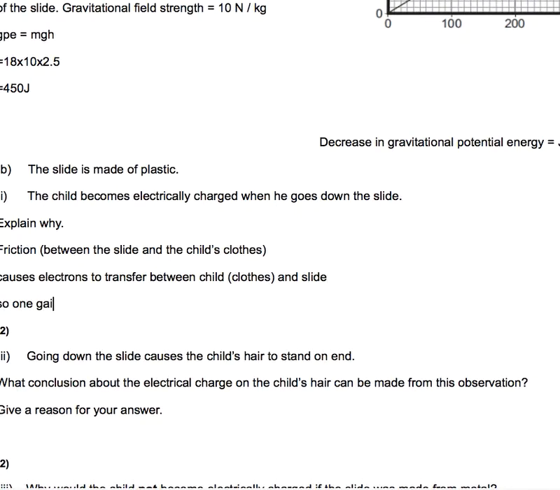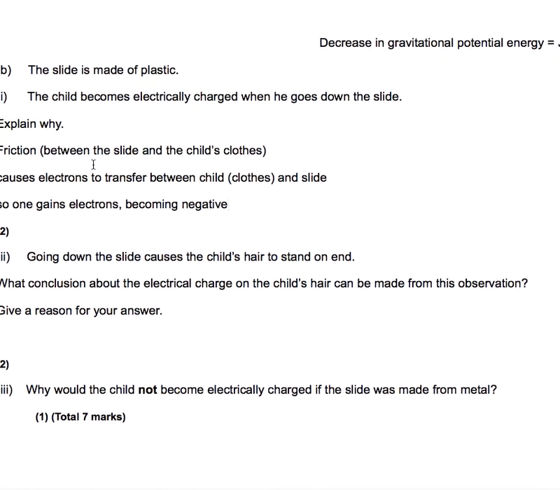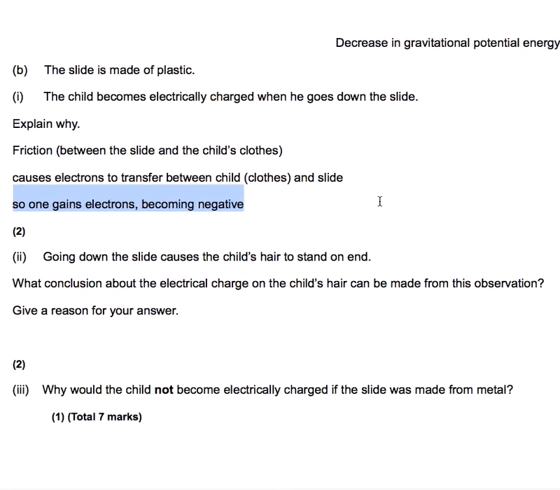So 1 gains electrons, becoming negative, or of course the other loses electrons, becoming positive. So these are the 2 marking points that the mark scheme is looking for. This is perfectly valid, perfectly reasonable. If you've said that, it's good.